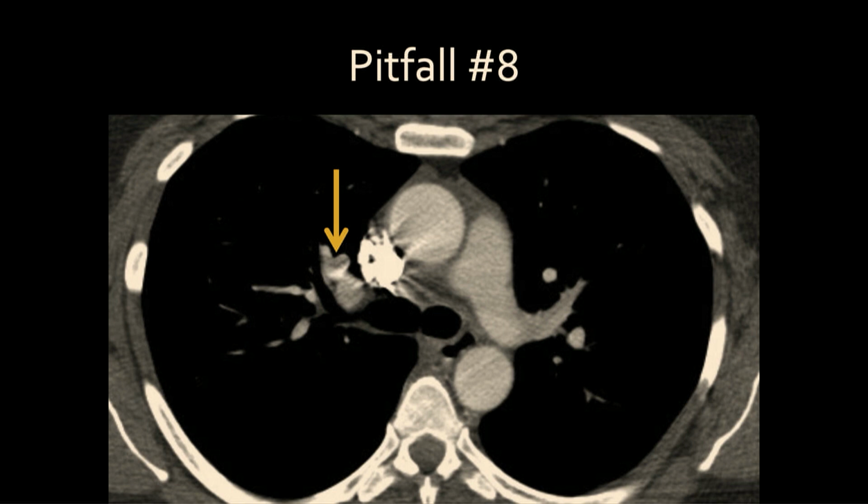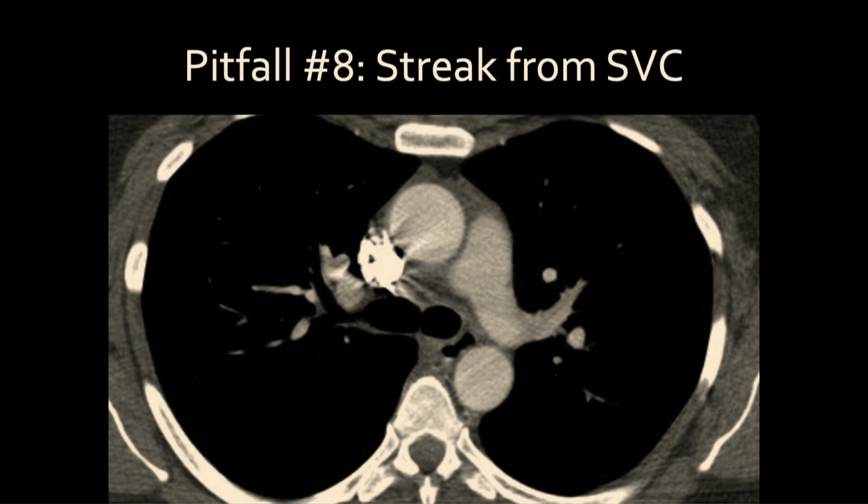All right, pitfall 8. This one's pretty common, unlike those weird mixing cases. Low density, what's causing it? Right, it's the streak. It's all that contrast in the SVC. We actually try not to have this, right? We have a chaser of saline after our contrast. We want to time it so we don't have tons of contrast in the SVC.